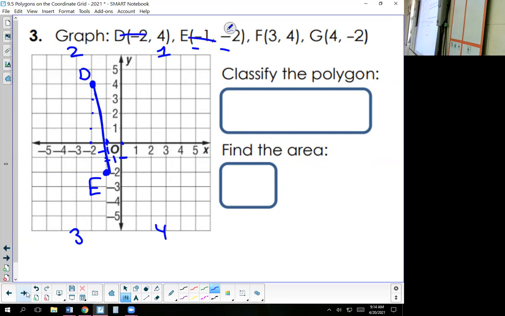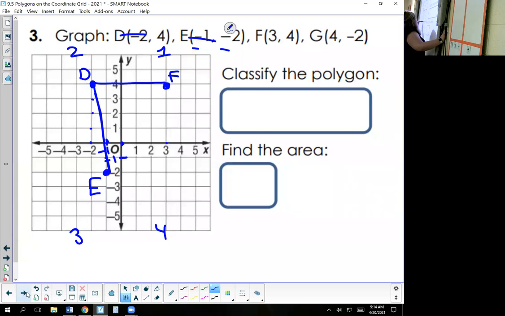All right, F. Ooh, we like F. F's in all positives, so you're going to be in quadrant 1. So 3, forward or backward? Forward. 4, up or down? Up. I did the lettering backwards. This should actually be G and F, but that's all right. And then the last one, 4, -2.